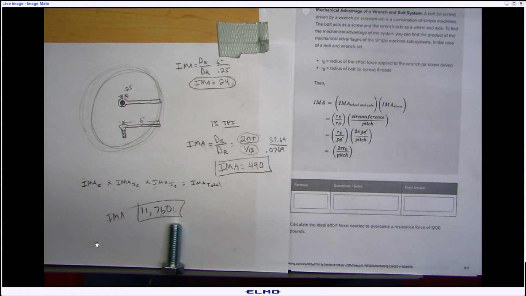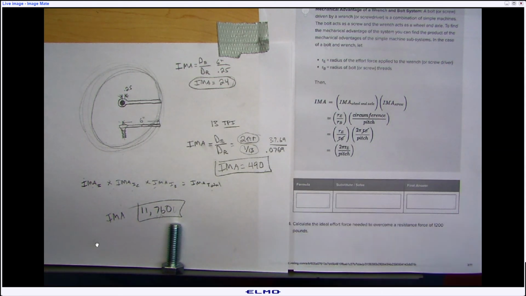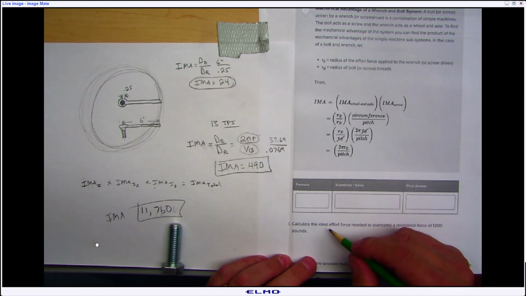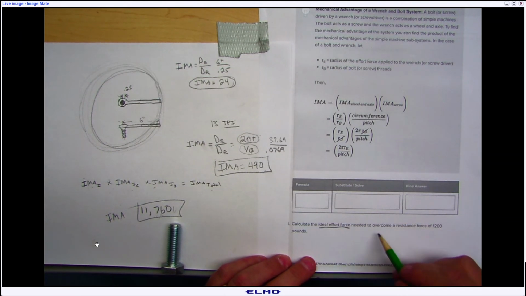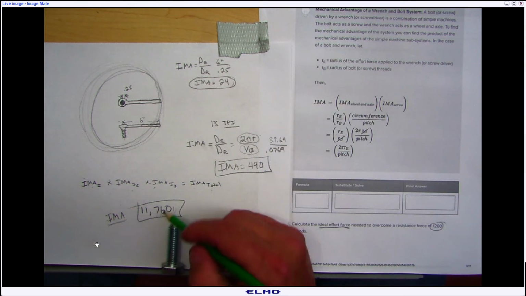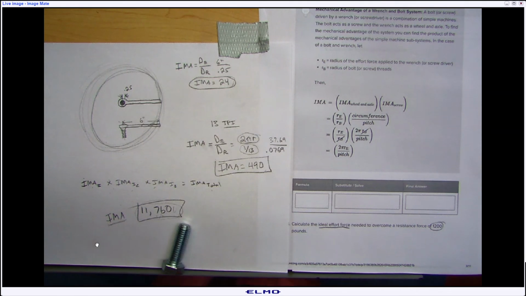All right, so the next question involves calculating the ideal effort force needed to overcome a resistance of 1,200 pounds. I left this up from the previous calculations of ideal mechanical advantage, so we have that number sitting right here, 11,760.